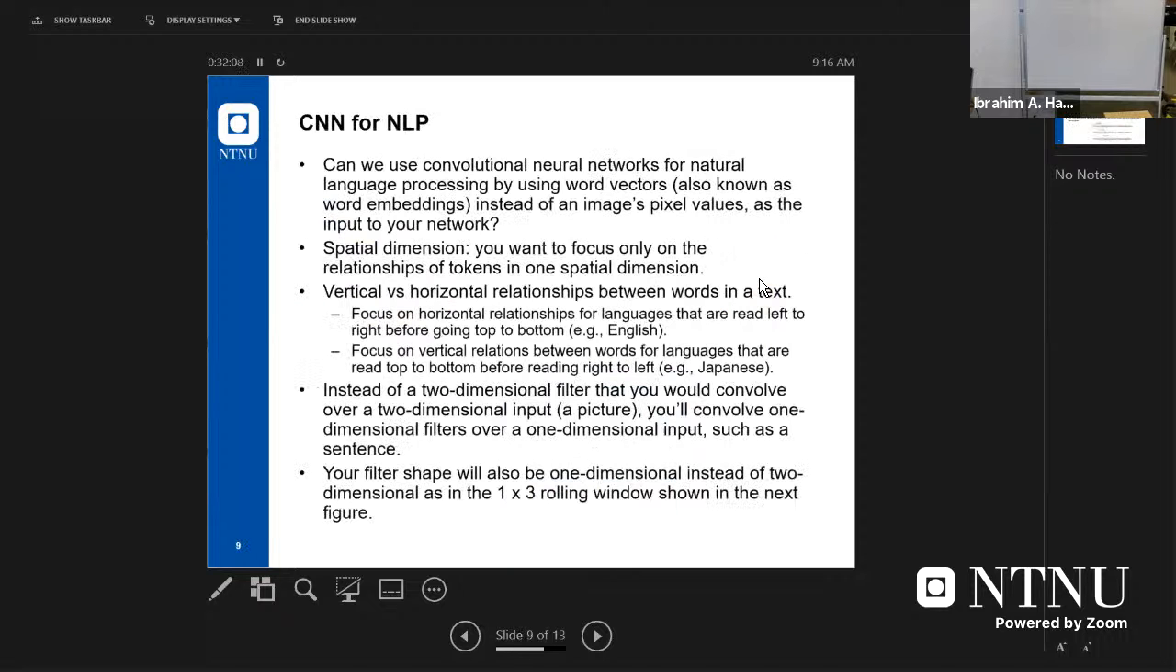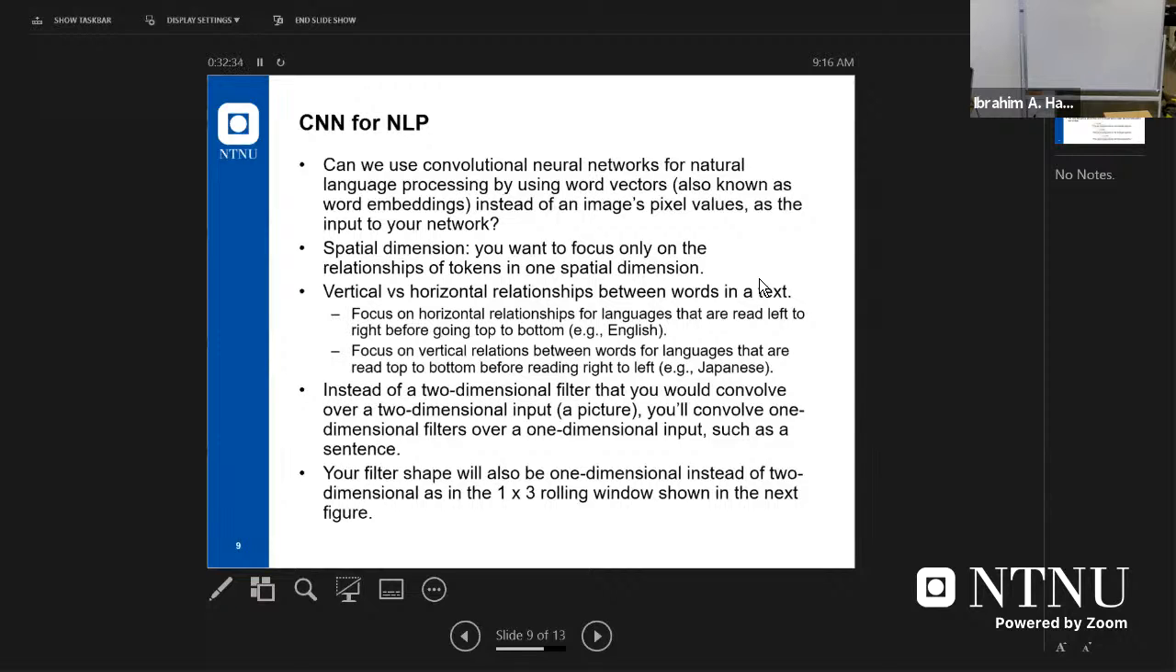For NLP, we also use convolutional neural networks for natural language processing by using word vectors. We can use word vectors, we can use word encoding. Word vectors, we need to train a model. This model we call the word embedding model. So instead of image pixel values, we will get some other values. It's not 3 channels, because it's just text.